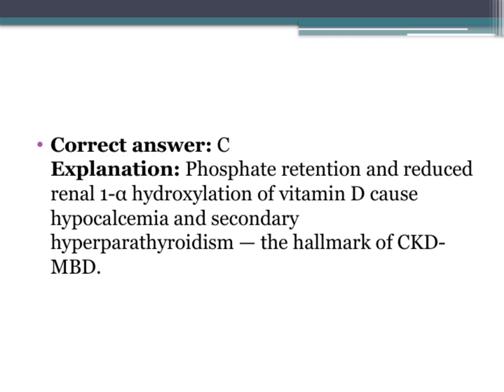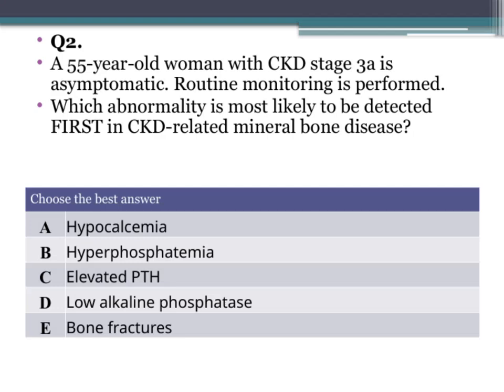So, in summary, phosphate retention and reduced renal activation of vitamin D are central to the development of hypocalcemia and secondary hyperparathyroidism in CKD. And that's what defines CKD-MBD. All right, let's take a look at this question. We're asked about a 55-year-old woman with stage 3 CKD who's asymptomatic, and we're considering what abnormality in mineral bone disease would be detected first.